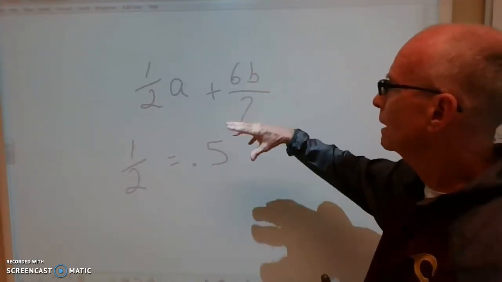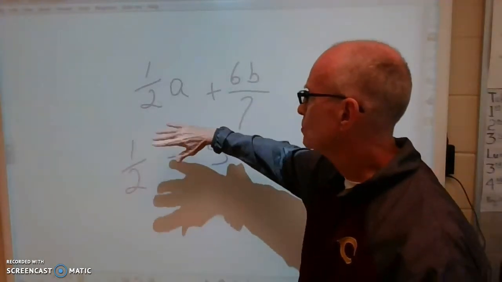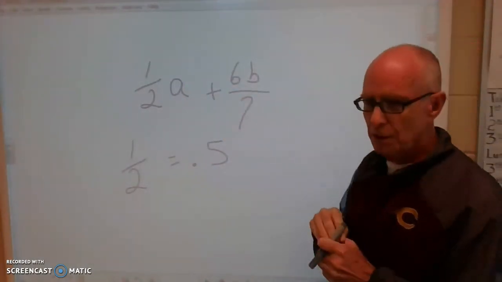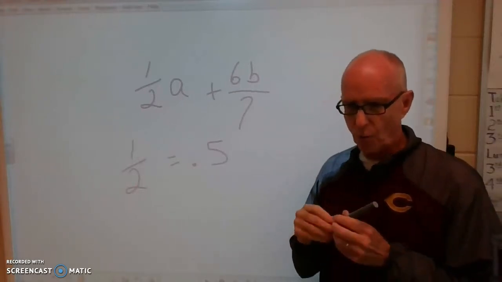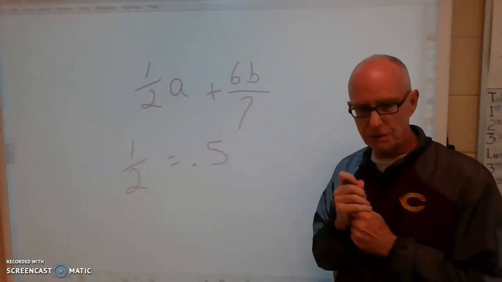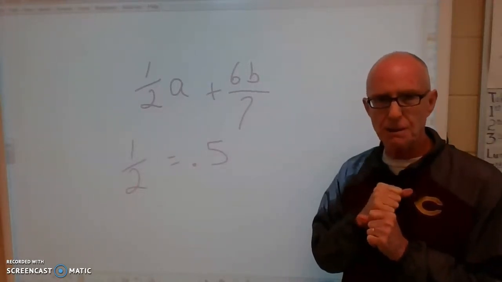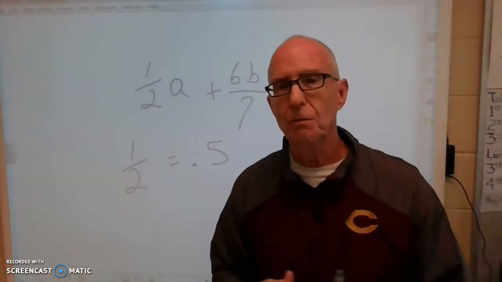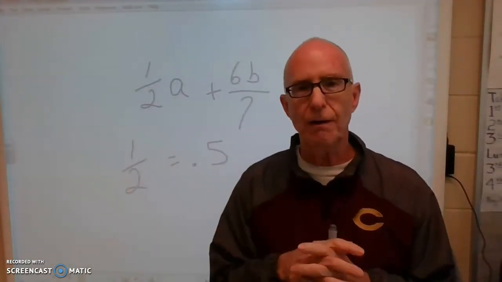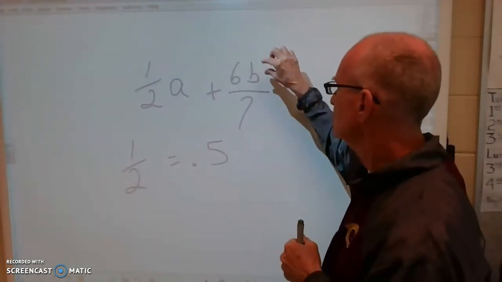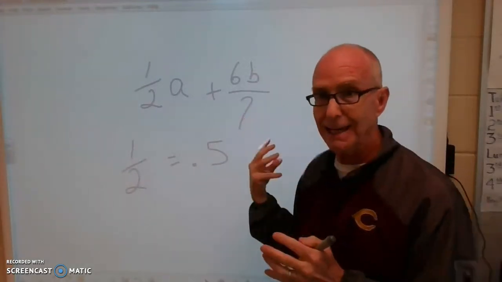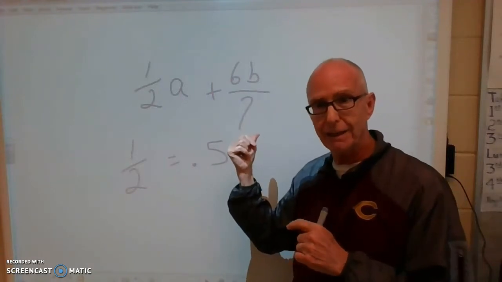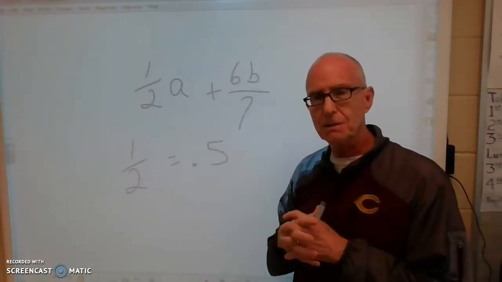But the nomenclature to say this: 1/2 times a plus 6 times b over 7, or 1/2 of a plus the quotient of 6 times b and 7. Quotient meaning division, meaning the answer when you divide things. So you're dividing 6 times b by 7. So the quotient of 6 times b and 7. That means you're dividing 6 times b.